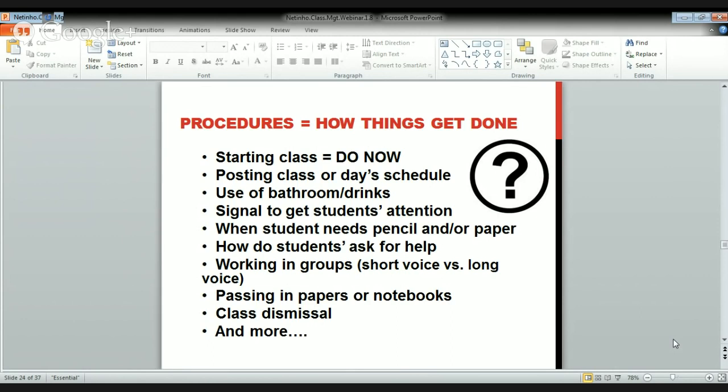Procedures must be established at the beginning of the year. And just like rules, you have to teach them in order to implement them. You may have to teach and reteach the first few days, possibly even the first few weeks of school, until those procedures become routines. Next slide, please.